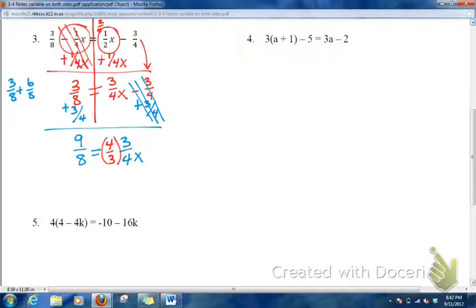The reciprocal of 3/4 is 4/3, so I'm going to multiply both sides by 4/3. On the right hand side, the 4's and the 3's cancel, leaving me with just x. And in this case, x is going to equal, on the right hand side, 3 and 9 reduced to 1 and 3, 4 and 8 reduced to 1 and 2. So I'm left with 3/2.